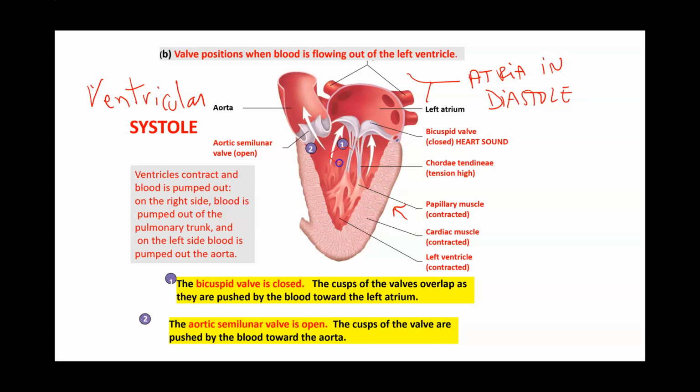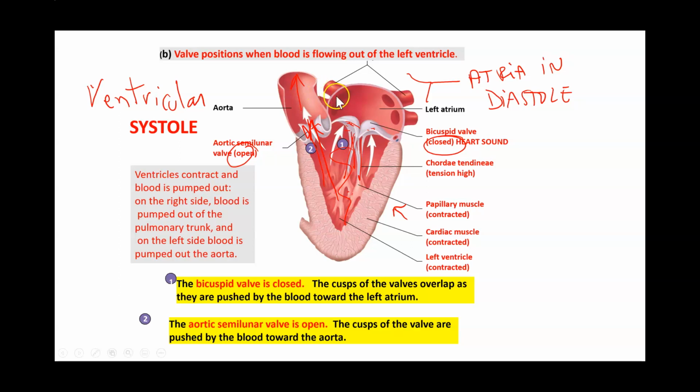And because the ventricle is contracting, the cords that attach to the AV valves are going to be pulled and the AV valves are going to be closed. By the same token, the force of contraction is going to push the semilunar valves open and blood will be pumped out. That's what's called the stroke volume. So that is what's happening during contraction.